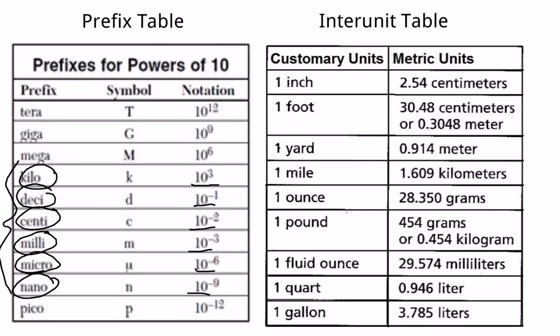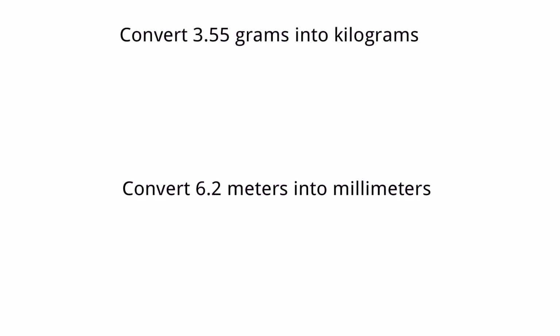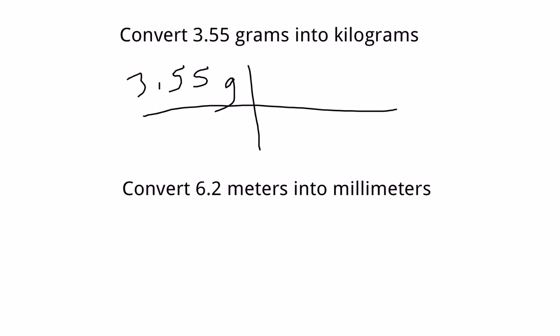All right. So let's try to practice some of these here. We're going to start with some intra-unit conversion. The first one we have here is 3.55 grams into kilograms. So what we're going to do is set up a canceling table. I've got 3.55 grams, and I want grams to cancel out, and I want kilograms for my answer.